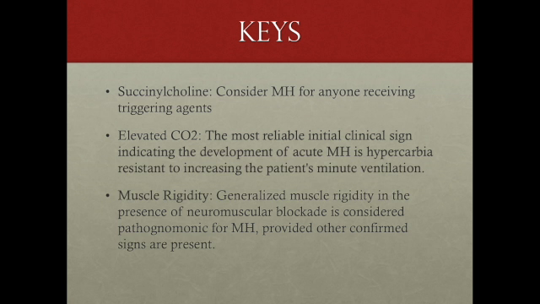All right, further keys to consider: anyone receiving succinylcholine, as I mentioned earlier, is also a major triggering agent. Elevated CO2, like I talked about just a few slides ago, is the most reliable initial clinical sign indicating the development of acute MH. And muscle rigidity, like I explained earlier. Generalized muscle rigidity in the presence of neuromuscular blockade is considered pathognomonic for MH, provided other confirmed signs are present.